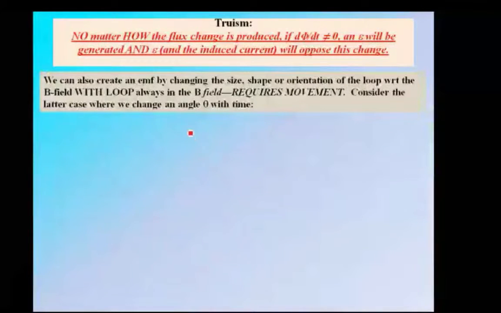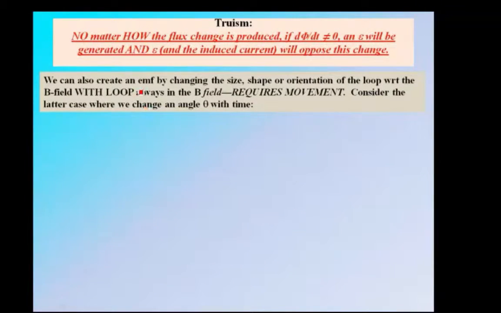Here's another way that motion can create an EMF. Actually, we grouped a bunch. We can change the size, shape, or the orientation of the loop with respect to the B field. The entire loop is always in the B field. In order to get this change, all of them require movement. In the case of size, you're changing, for example, the area enclosed by the loop. The shape, you would probably be changing the area, and of course the orientation. And we're going to consider that particular case.